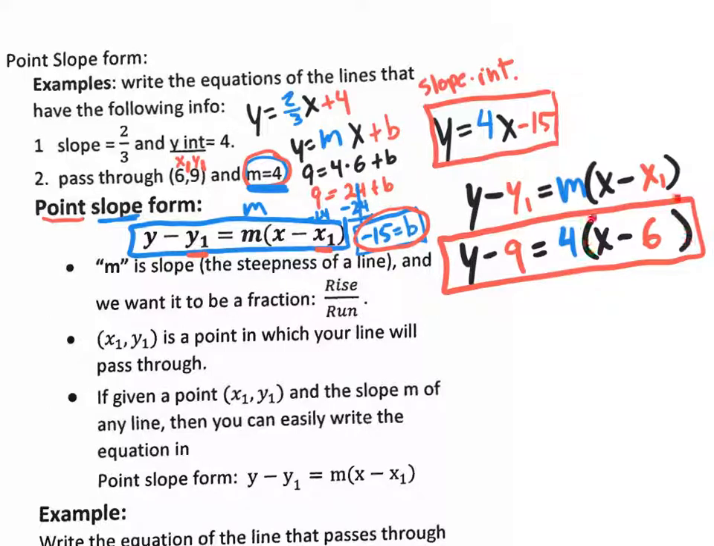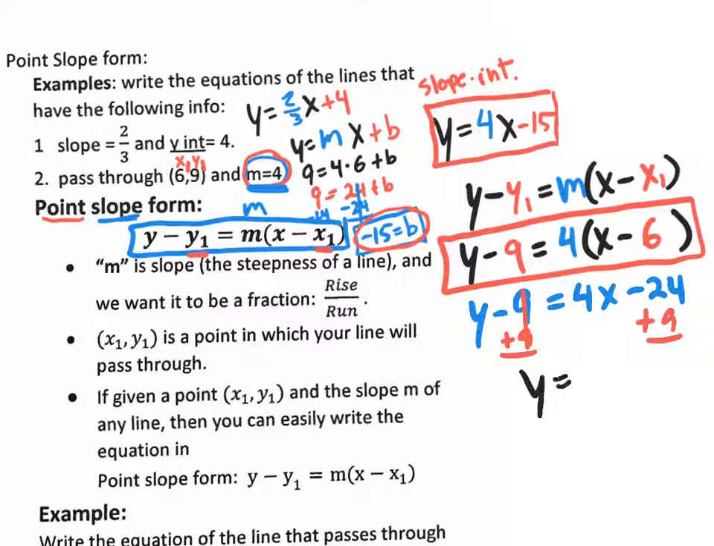If I don't want these parentheses, what could I do? Distribute. Take that 4 and distribute it to both terms. So 4 times x is 4x. 4 times minus 6 is minus 24. Bring down the equal sign. Bring down the 9, the minus, and the y. And of course, y equals mx plus b is just y equals, not y minus 9 equals. So you don't want that minus 9. Get that 9 over to the other side, and you will have y equaling 4x minus 15.